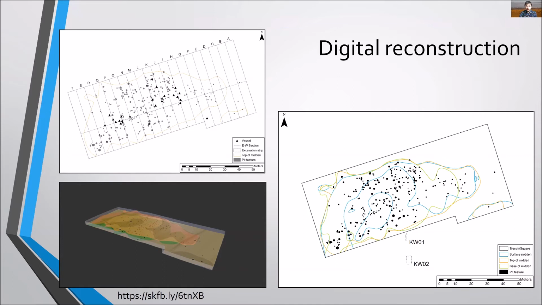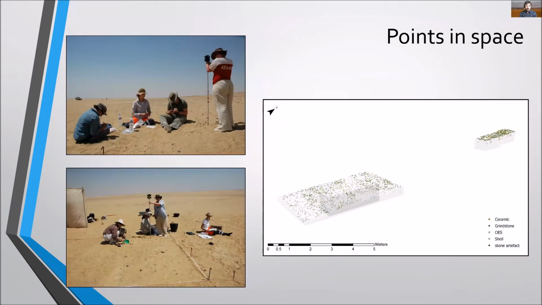In KW01, 87% of the artifacts were found within 5 centimeters of the surface, and with KW02, 70% of the artifacts were within 5 centimeters of the surface, so largely a surface record. The 3D distribution of the points from these trenches is displayed in front of you, and again it reinforces the notion of a largely surface record.